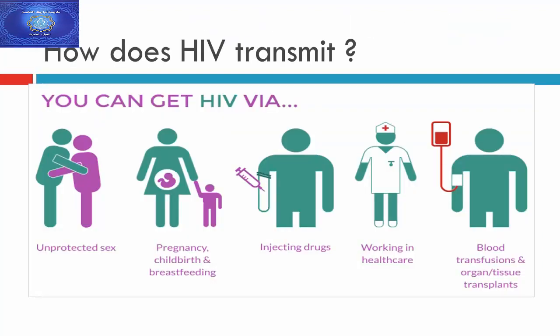Now in this picture it is very clear how HIV is transmitted. Unprotected sex with many partners, no, it should be only with one safe partner. Okay, and pregnancy, childbirth, and breastfeeding all can pass it from the affected woman to the child. And injecting drugs with the same needle, many times the same needle is used. If the person who has AIDS uses the same syringe on another person, it may cause infection. And working in healthcare, blood transfusion, organ or tissue transplant, all may cause HIV to pass from one person to another.